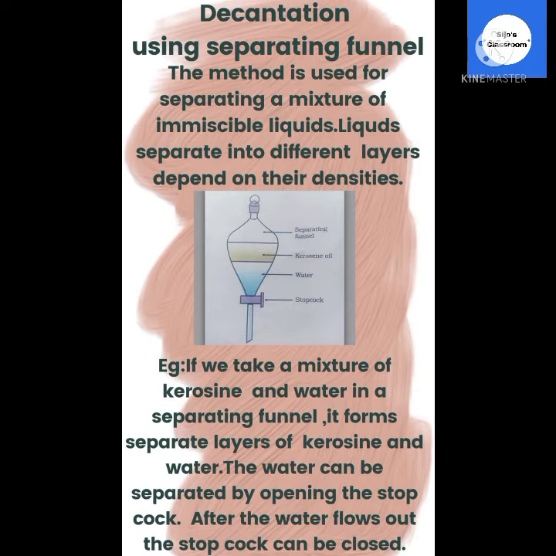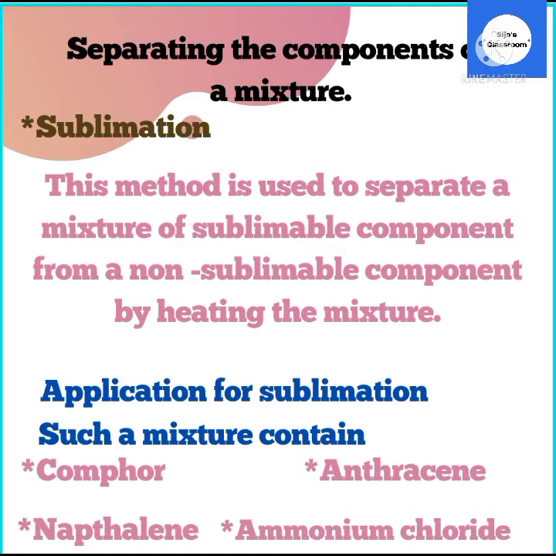For example, if we take a mixture of kerosene and water in a separating funnel, it forms separate layers of kerosene and water. The water can be separated by opening the stopcock. After the water flows out, the stopcock can be closed. In this picture, we can see that the immiscible liquids form separate layers.